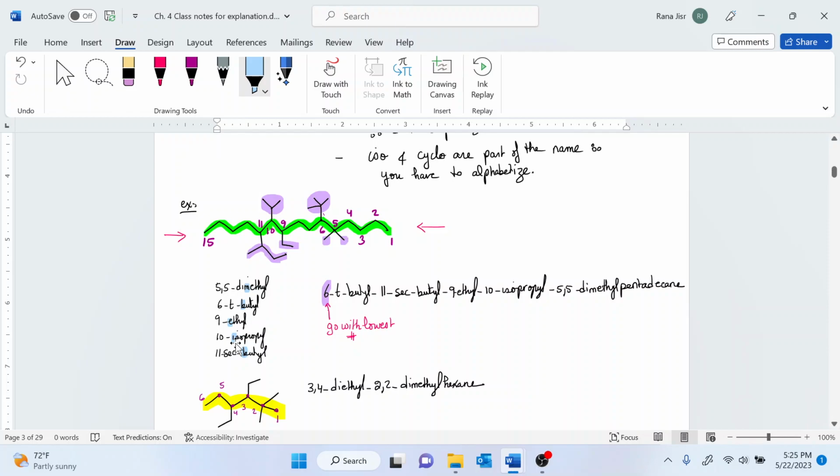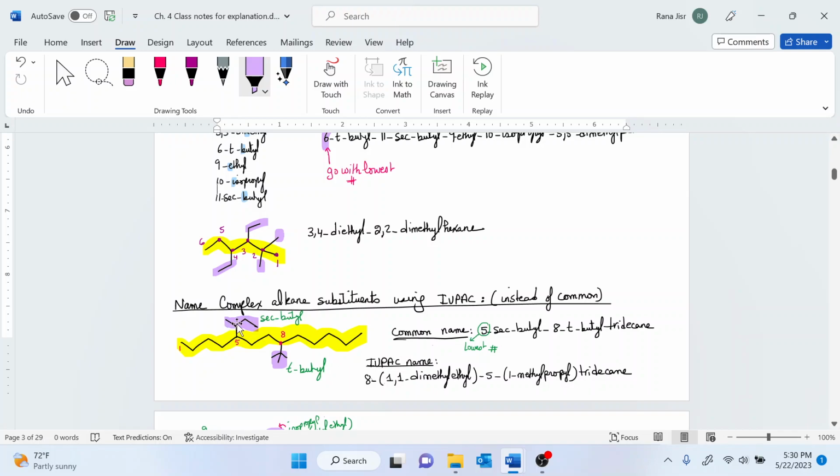We're going to have the I in the iso, and then we're going to have the 5,5-dimethyl. Please don't forget the prefix di. Here you have two CH3s. Each one gets a number, and then the rest of the name, which is a pentadecane.